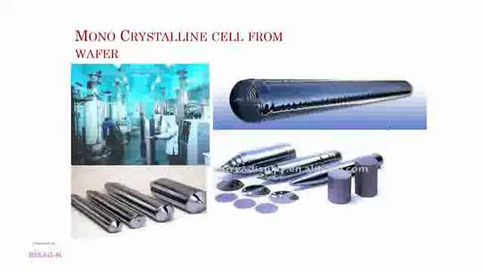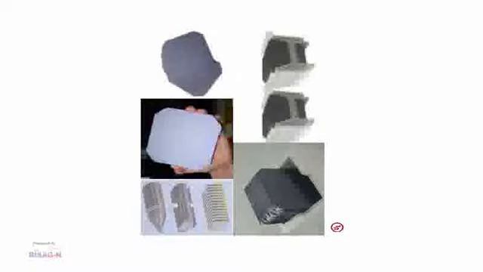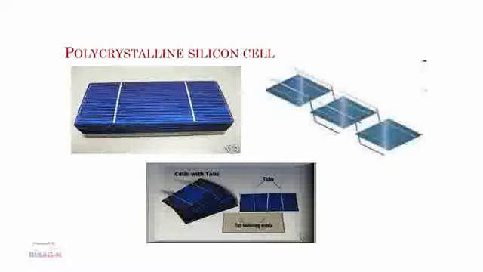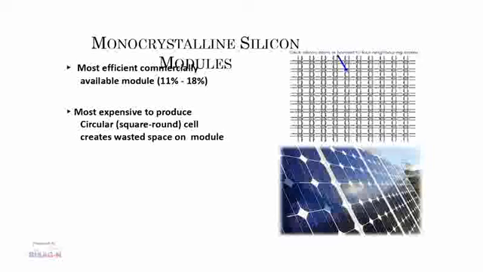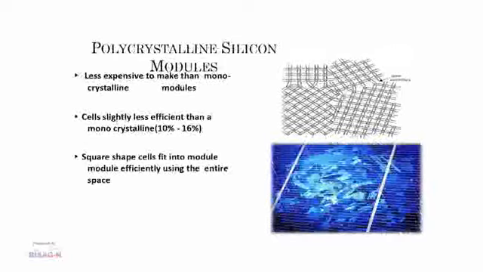Some pictures of a monocrystalline cell from Weber. Polycrystalline silicon cell, monocrystalline silicon models. Most efficient commercially available model: 11% to 18%. Most expensive to produce; circular cells create wasted space on the model.